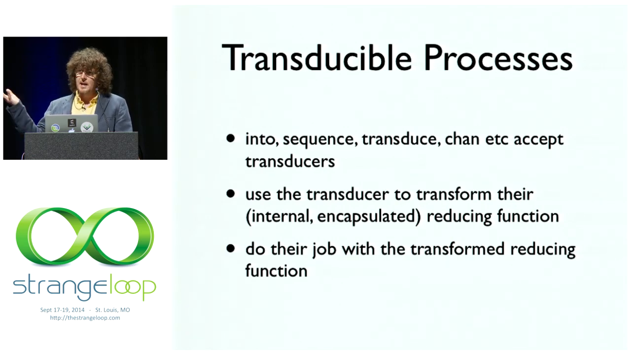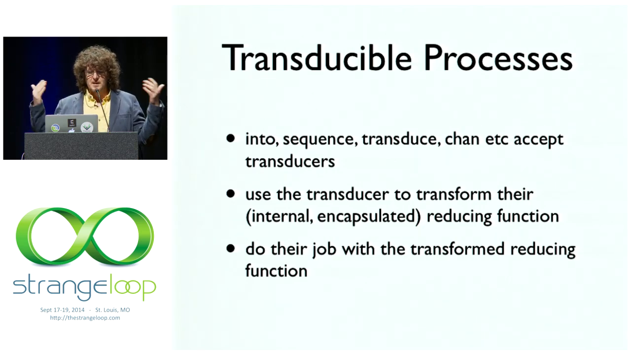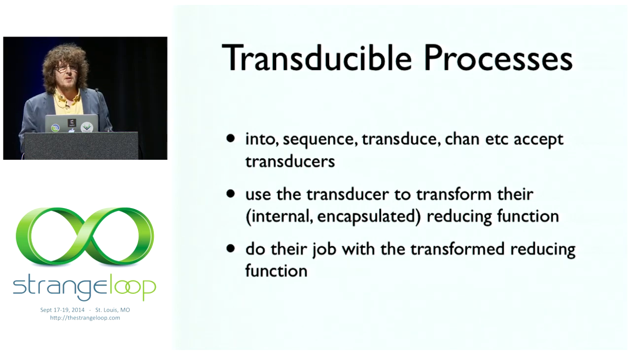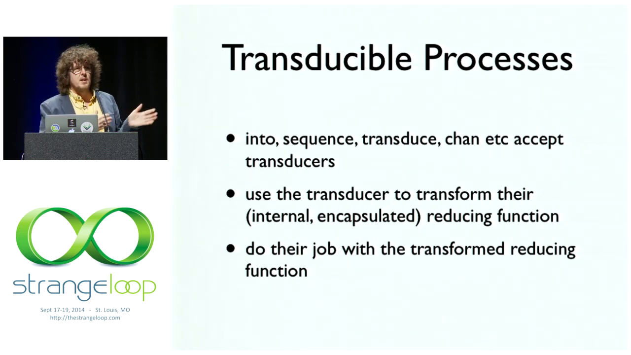Channels also take inputs. Somewhere inside channels is a little step function that adds an input to a buffer. That step function has exactly the same shape as conj and as laziness. So it can transform its fundamental internal operation. But the operation remains completely encapsulated. The transducible context takes the transducer, modifies its own step function, and proceeds with that.